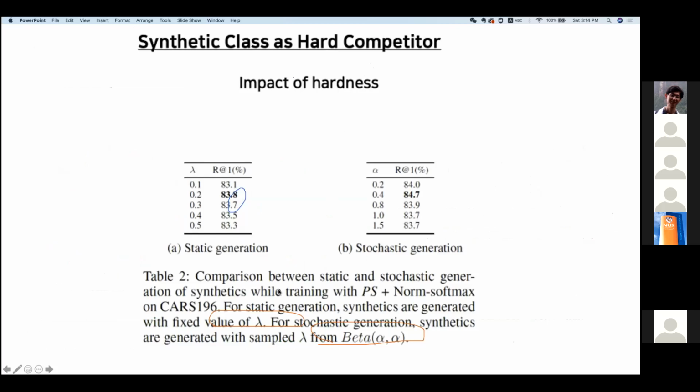They also investigate the effect of whether fixing the lambda. Lambda is the mix-up coefficient when we do the interpolation. Whether we fix a lambda or we randomly sample it from some distribution, they find that random lambda is better.